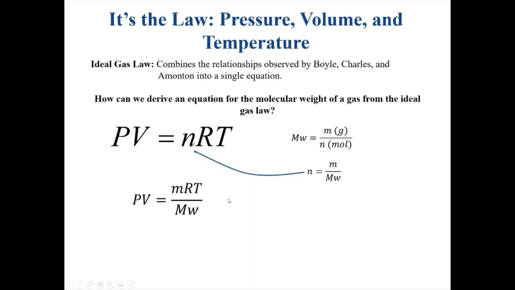And then if we reorganize, basically we move the molecular weight up and move the pressure and the volume down, we get that the molecular weight is equal to mRT over PV. So now we have an equation where we can get the molecular weight if we know the mass of a sample, its temperature, its pressure, and its volume. And this sample must be a gas. So if we know the mass of the gas, the temperature of the gas, the pressure of the gas, and the volume of the gas, we can get the molecular weight.